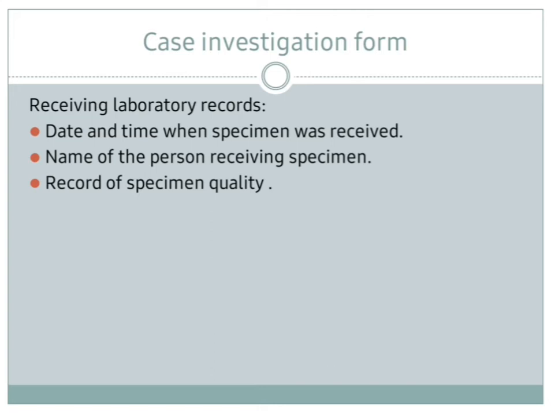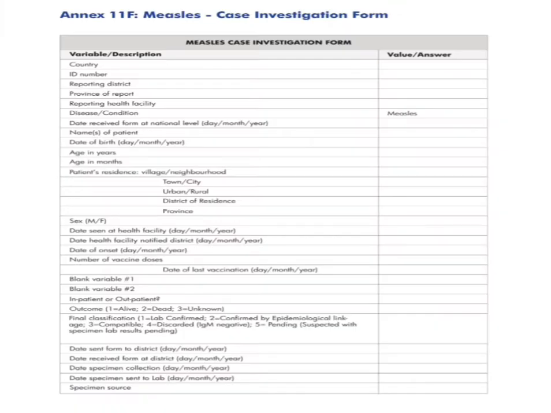When the specimen reaches the laboratory, there is another case investigation form, the receiving laboratory records. The person receiving the specimen writes the date and time when the specimen was received, the name of the person receiving the specimen, and a record of specimen quality. This is an example of a case investigation form for measles. This is the information written with the specimen when it is sent to the relevant laboratory.